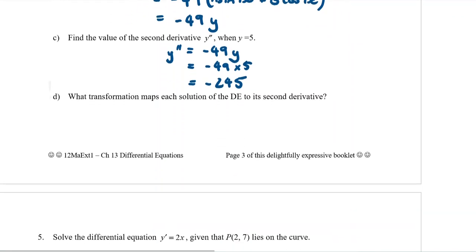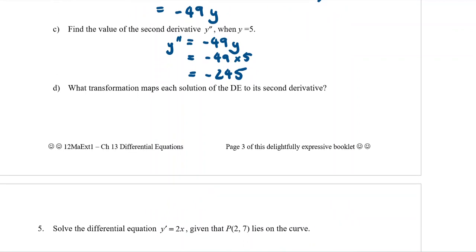What transformation maps each solution of the differential equation to its second derivative? So this is a bit of an explain type of question, which I know we all love. Correct. That's what I assume he meant by change of concavity. So we've gone from a maximum to the wrong way around. Yes, correct. Concave up to concave down. That's a better way to think of it, isn't it? Exactly. So the minus sign means that we've reflected the curve, and the 49 means that we've made it 49 times steeper, exactly what they were saying.